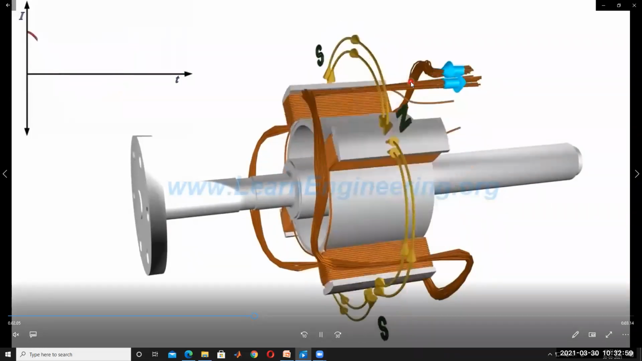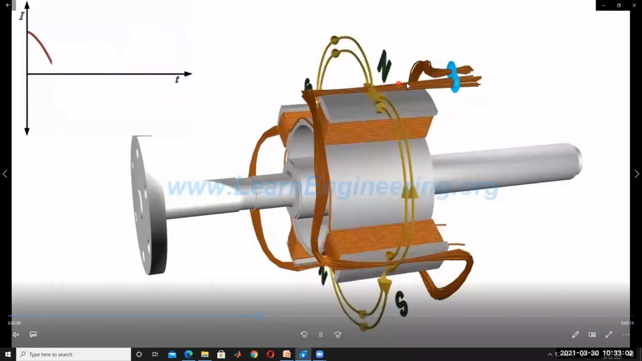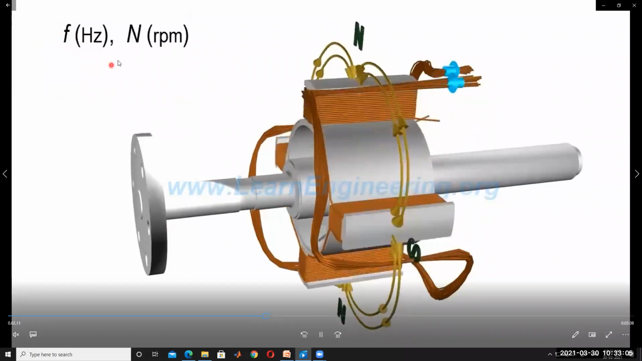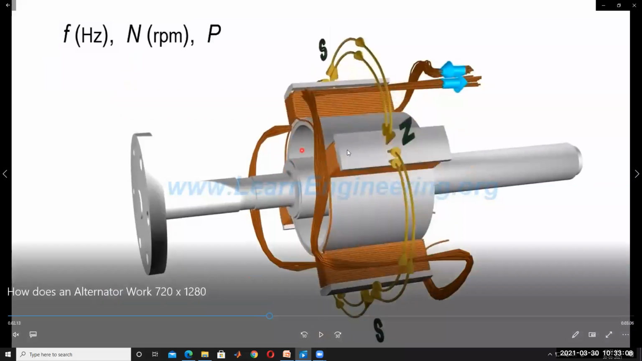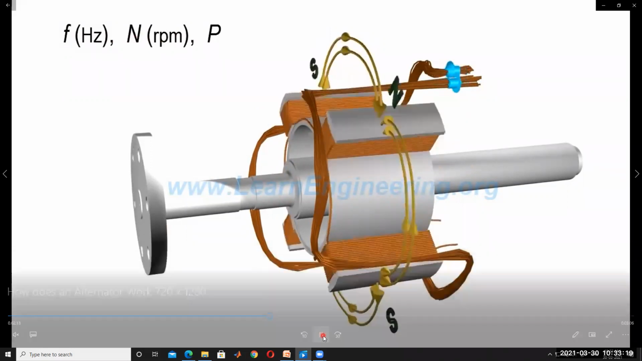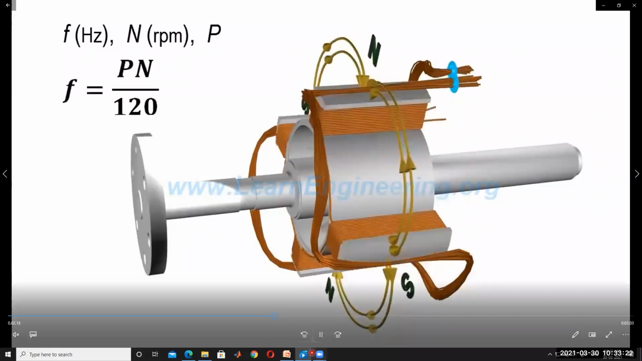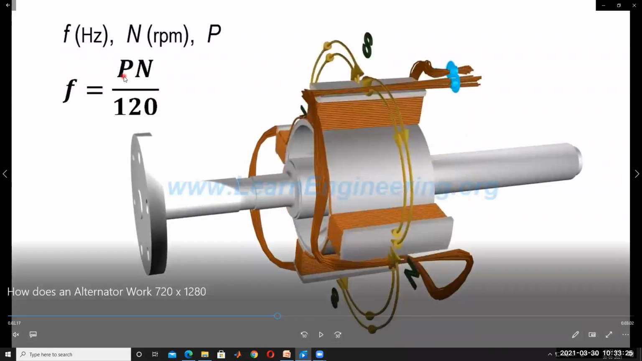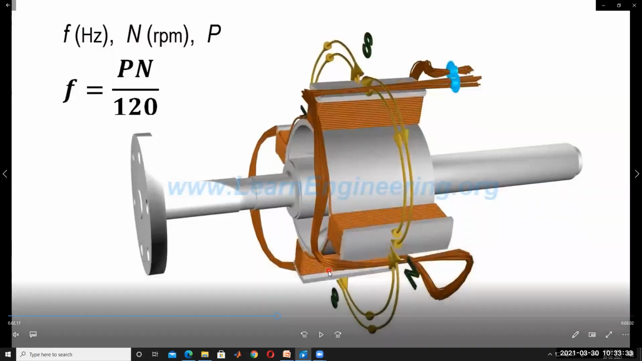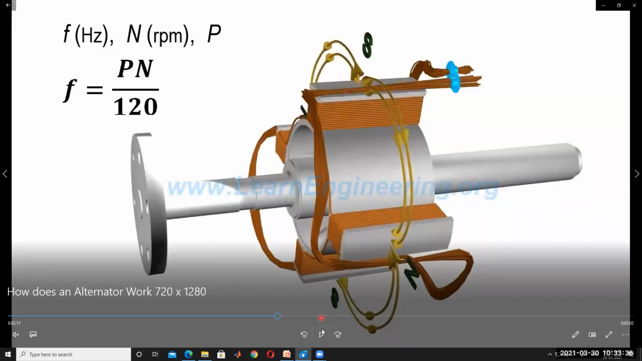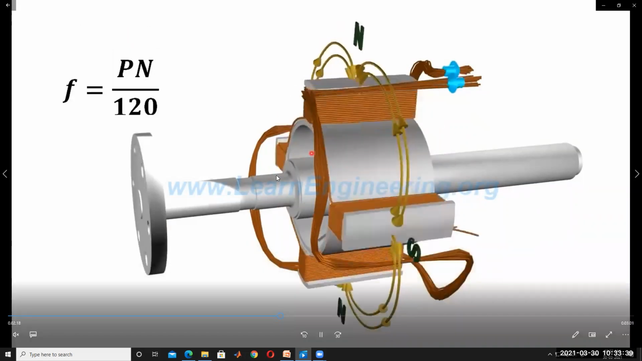Because we have only a single phase here, it is generating only a single phase. Based on the speed and based on the poles, the frequency is changing. F is equal to P N by 120, based on that formula. So based on the poles and the speed, the frequency of the alternator is changing. F is equal to P N by 120. So this is called an alternator, and the alternator works like this.